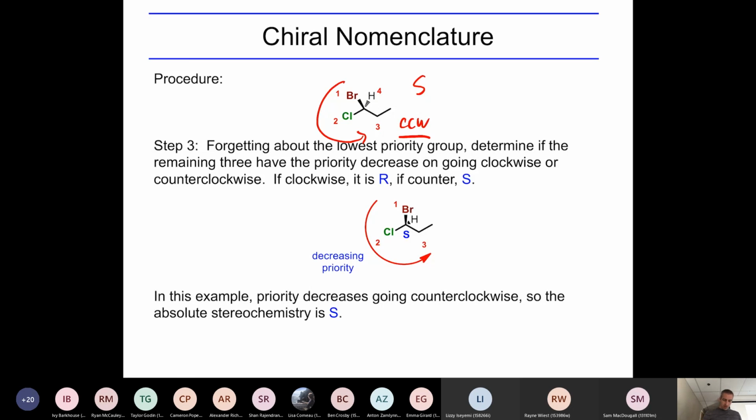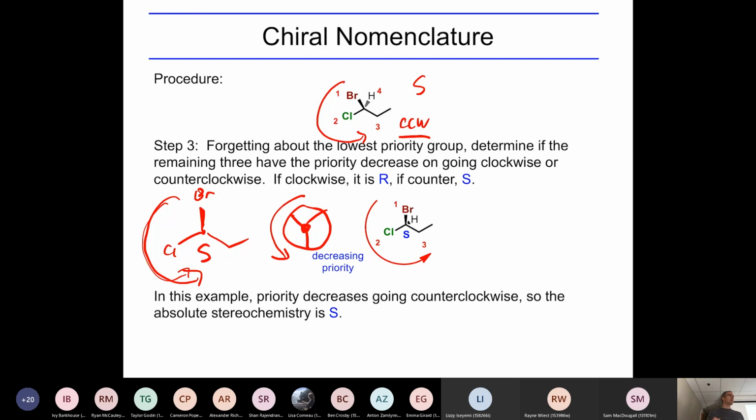Here's another way to think about it. Imagine this molecule, with a Br, Cl, and ethyl, and we want to turn it in that direction. Imagine instead that this is a steering wheel, and you're going to turn the steering wheel in that direction. If you turn the steering wheel in that direction, is your car going to go left or right? Left. So if we turn this way, that's like turning a steering wheel that way. It's going to go left. Left is S. Sinister means left. If it goes the other way around, it goes to the right, it's R. A car would go to the right if you turned a steering wheel in that direction as well.